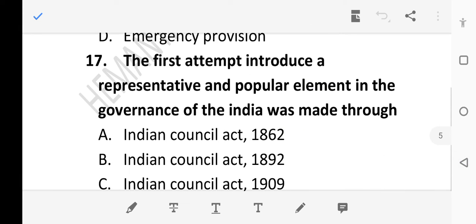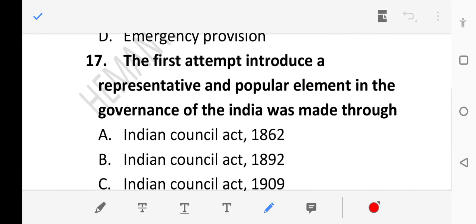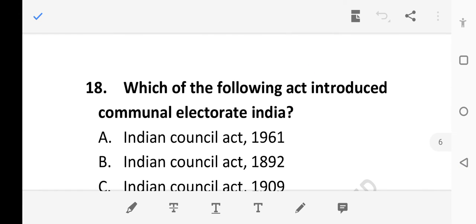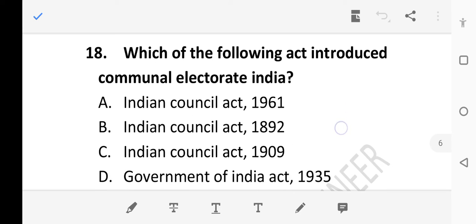So question number 17. The first attempt to introduce a representative and popular element in the governance of India was made through the Indian Council Act 1861. And which of the following acts introduced communal electorate in India?